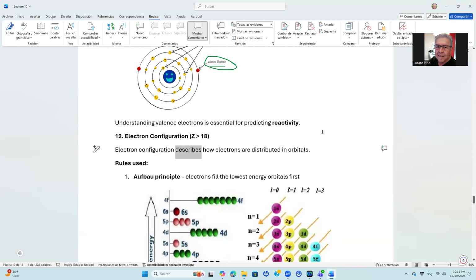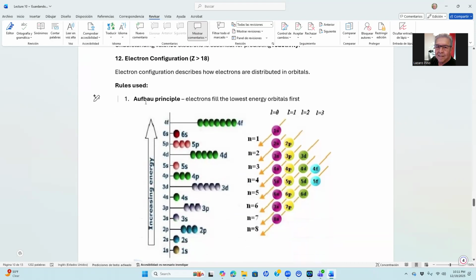Electron configuration describes how electrons are distributed in orbitals. Rules used: the Aufbau principle, electrons fill the lowest energy orbitals first. We are going to study the Aufbau principle, and it says that electrons fill the lowest energy orbitals first. For example, which one is the lowest? The 1s. Then, if you have 2 electrons, you put 2 electrons here.